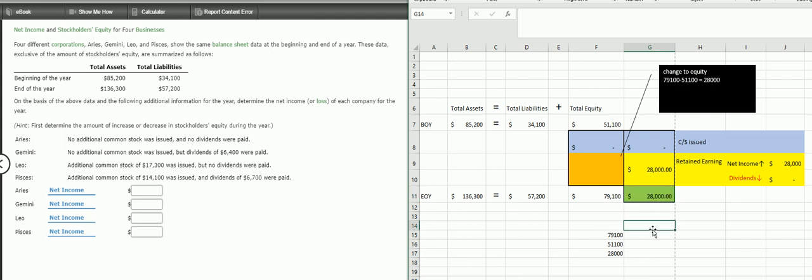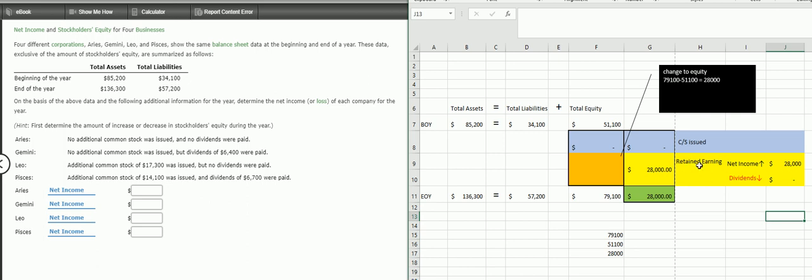So how can I explain that? With the information that they're going to give me for the first company, how do I make the numbers explain what actually happened during the year? All right. It says for the first company, no additional stock. So let me plug in here 0, no additional stock issued. And then it says no dividends were paid. So here I'm going to put 0. So again, 0, 0, 0.